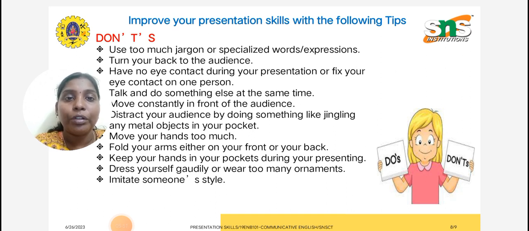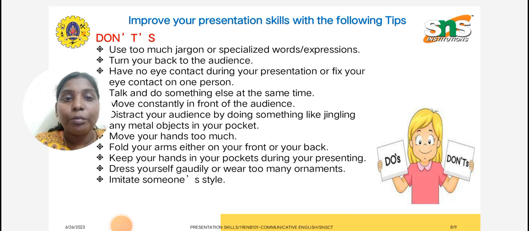The next one is don't distract your audience by doing something like playing with metal objects in your pocket. Don't carry any things which make you feel comfortable but cause a disturbance to your audience. And don't fold your arms either in front or at your back. You are not supposed to keep your arms crossed or inside your pocket. It shows a negative impact about you, that you are not confident about the topic you are delivering.